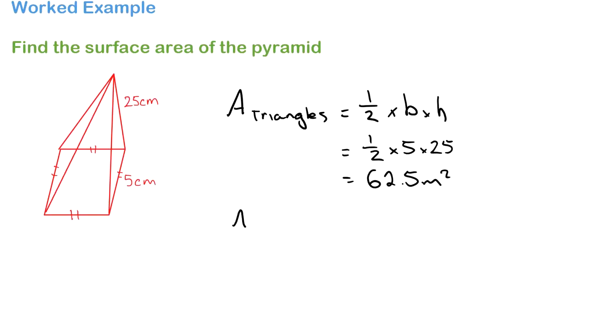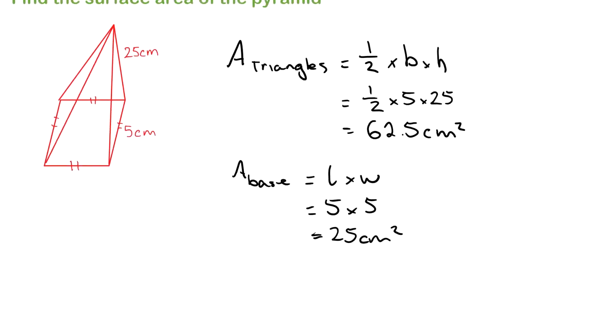I then want to find the area for the base. In this case, it's my square, so it's going to be length times width. Because they're the same, 5 times 5 is 25 centimeters, not meters. Centimeters squared.